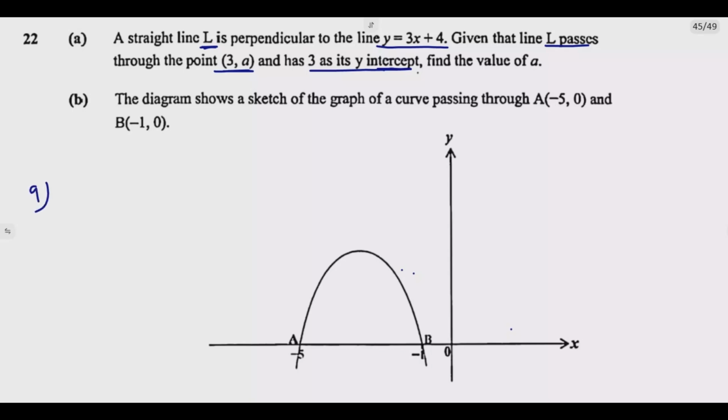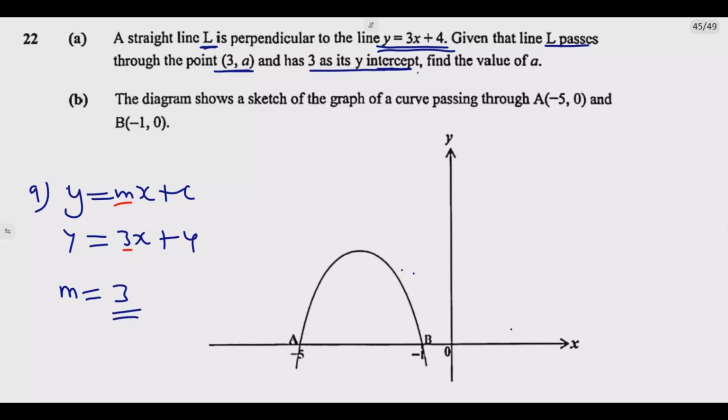So the gradient: if you're given an equation y equals mx plus c, which in this context is y equals 3x plus 4, we know m is the gradient. So if you compare, m is equal to 3. So the gradient of this line is 3.